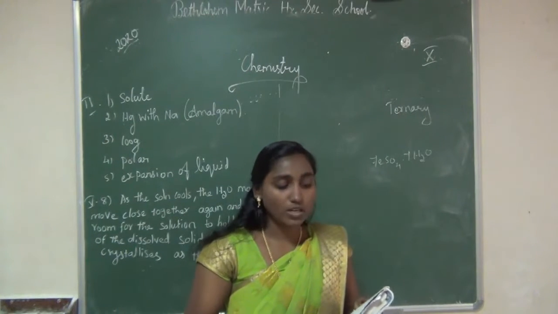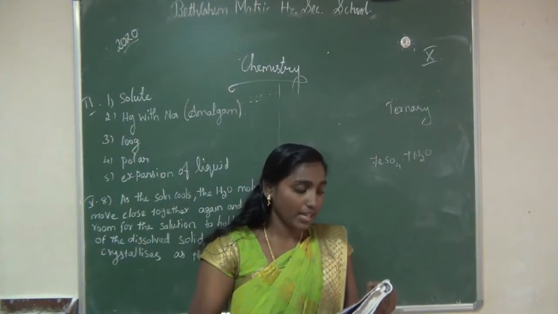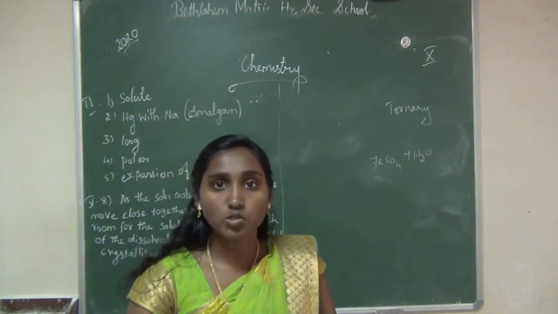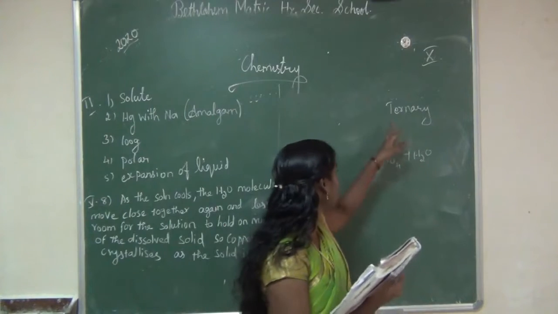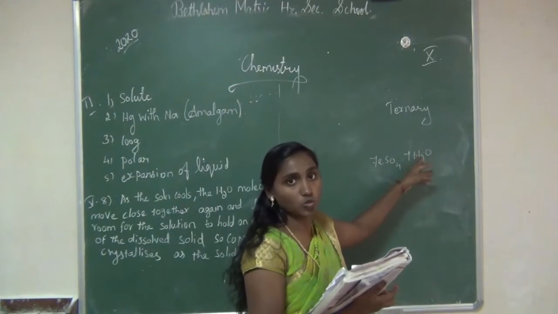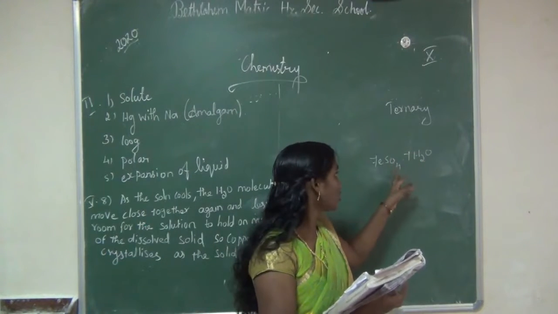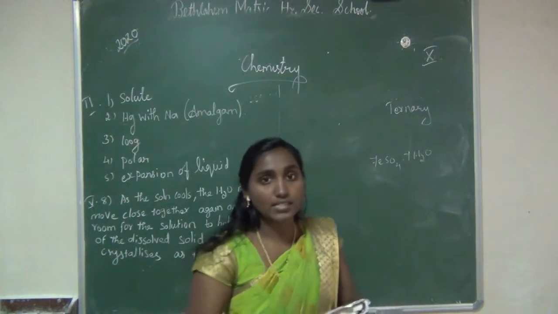True or false? First one answer false. You should change binary to ternary. Then second one answer false. You should change solvent to solute. Then third one true. Fourth one false. Instead of MgSO4 7H2O, you should write FeSO4 7H2O. Then fifth one answer true.